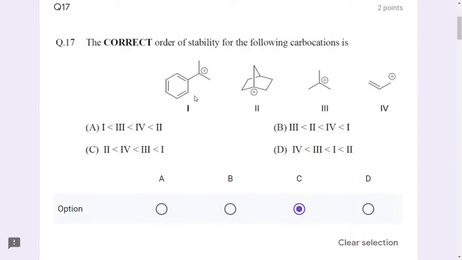So option 1 is more stable, that is benzylic carbocation, followed by tertiary carbocation, followed by allylic carbocation, followed by this option 2. Yes, students, so option C is the correct option, students. Next.